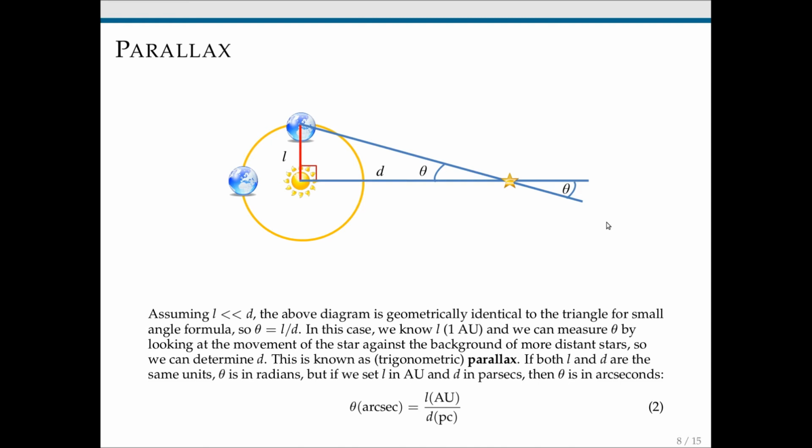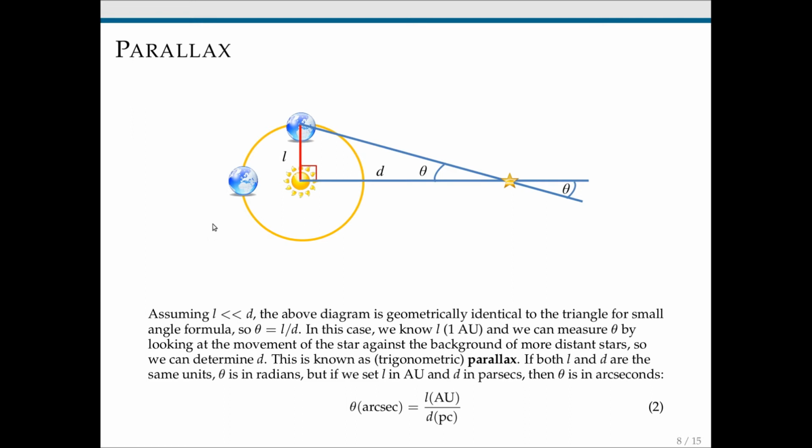Now, if we draw the geometry of this system, connecting the Earth, the Sun, and the star, like so, we find that the geometry is identical to the triangle we had a few slides back. We therefore can use the small angle formula to calculate L, D, or theta from the other two values. In this particular case, we know L well. It's just 1 AU, the Earth-Sun distance.